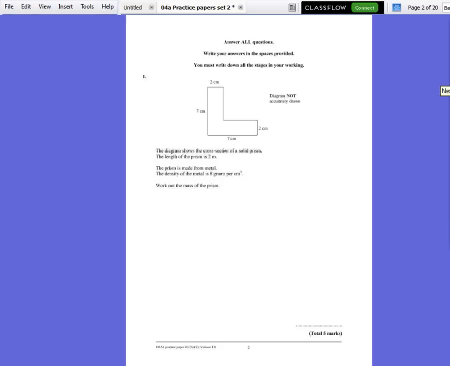Question 1. The diagram shows the cross-section of a solid prism. The length of the prism is 2 metres. The prism is made from metal and the density of the metal is 8 grams per centimetre cubed. Work out the mass of the prism.